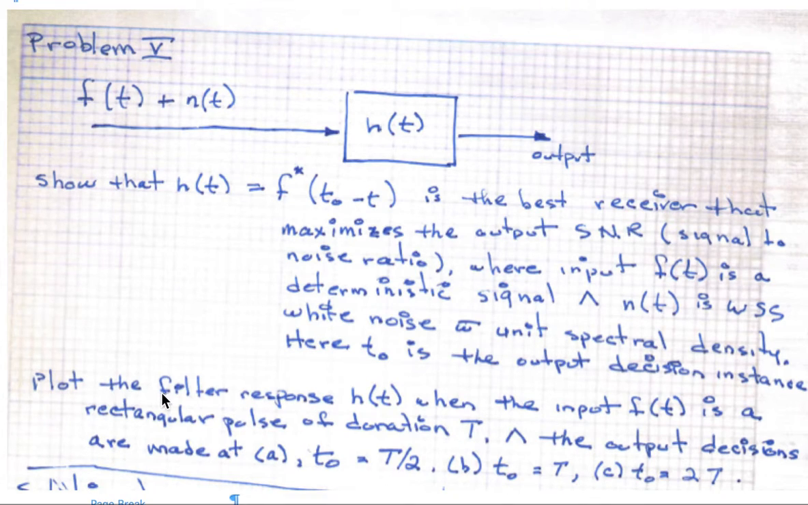We will plot the filter response h(t) when the input f(t) is a rectangular pulse of duration T, and the output decisions are made at A, T0 equal to the duration divided in half, B, T0 equal to the actual duration, and C, when T0 is equal to twice the duration. We will continue this in the next section.